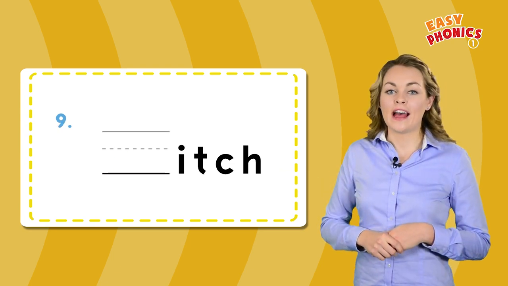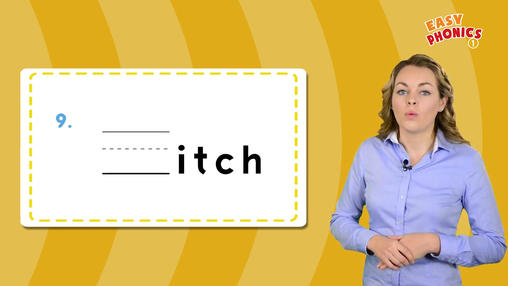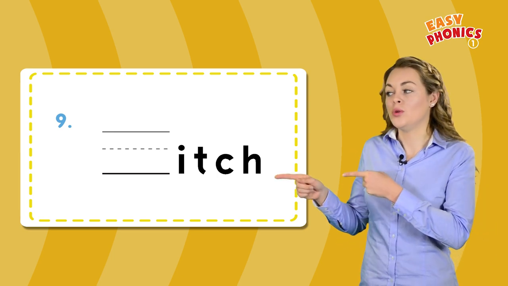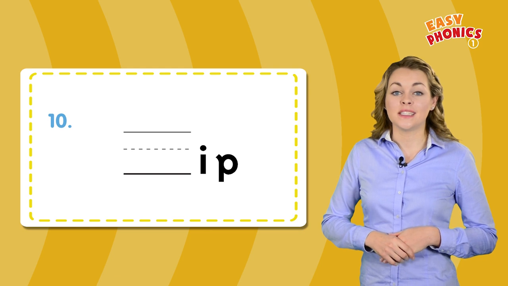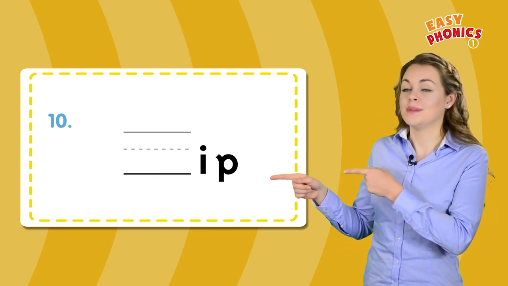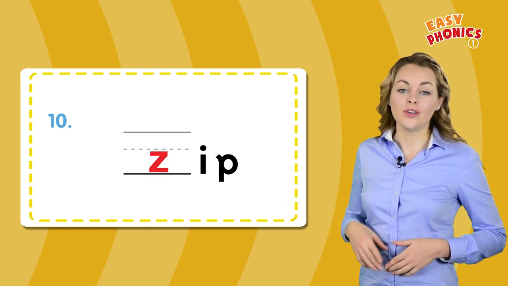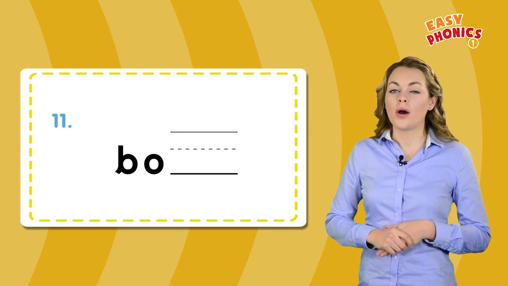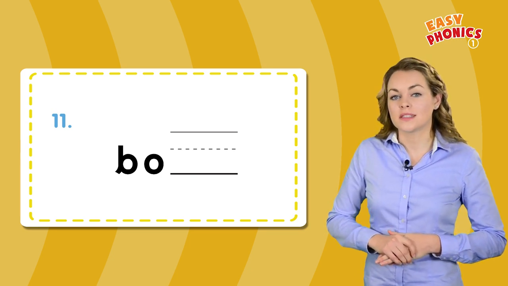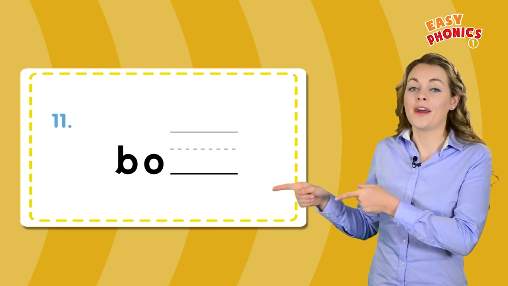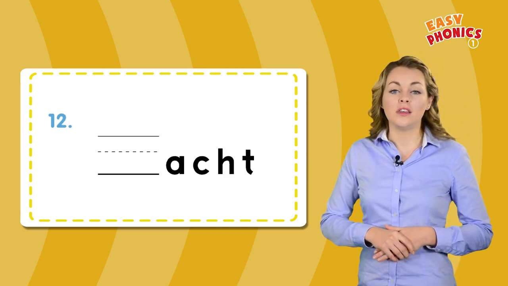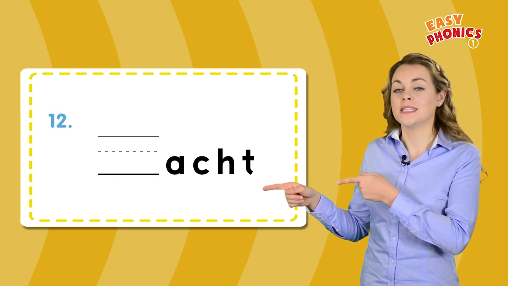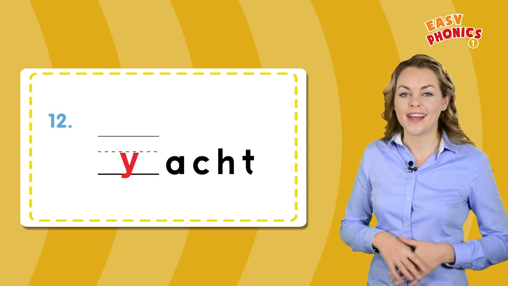Okay, now we have which. W, which. So you have to write W. Zip. Z, zip. It's missing a Z. Good. Okay, next. Box. Box. Ksk. That's the letter X. And finally, yacht. Y, yacht. It's missing a Y. Correct.